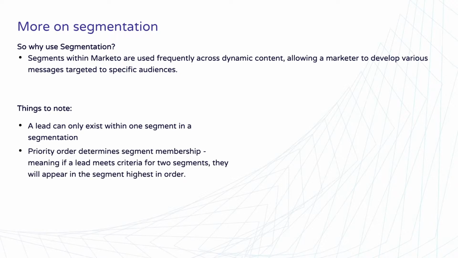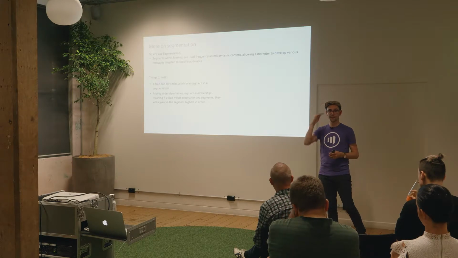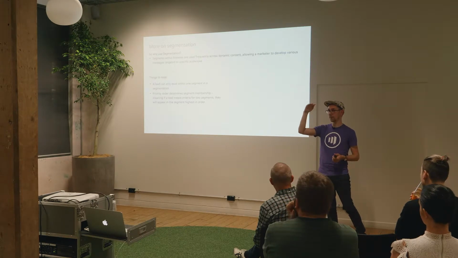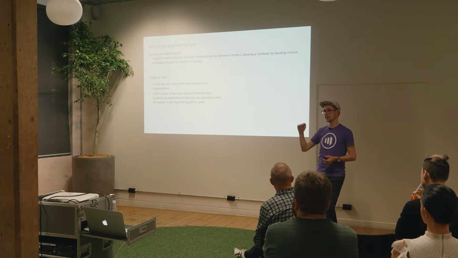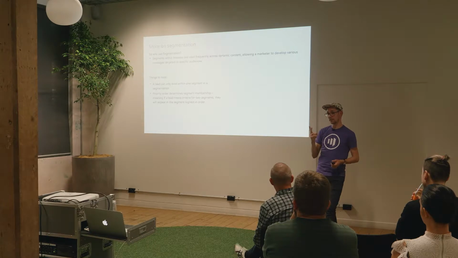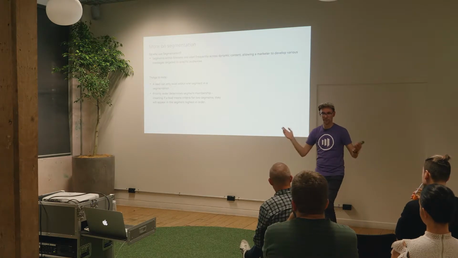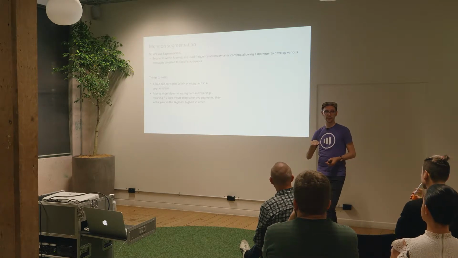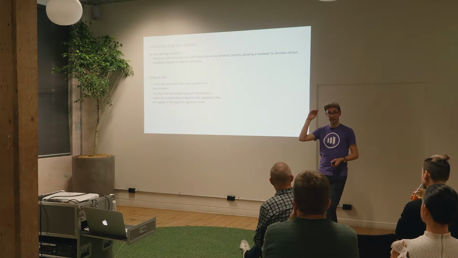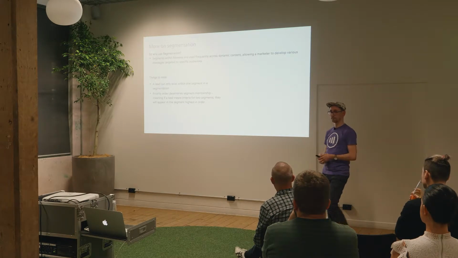Priority order determines membership. So in that same example, if my segments are in order of North America, EMEA, and then APAC, and my criteria in Marketo means that I could possibly join two of them, so EMEA and North America, whatever the first segment in that structural list is, I will appear in that one and no other.